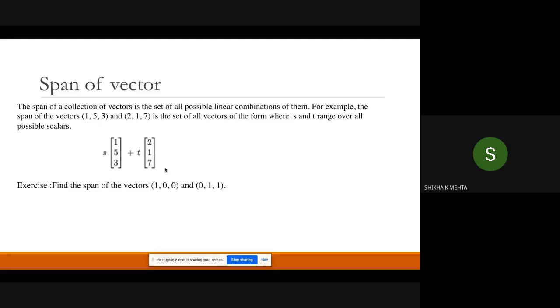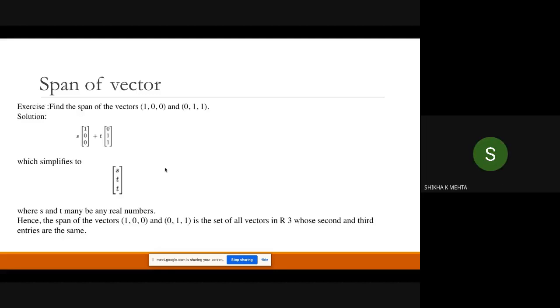Anyone? Ma'am, s, t, t. Yes. Right? So this is the span of this particular vector, and s and t may be any real numbers. Hence the span of the vectors is the set of all vectors in R3 whose second and third entries are the same. t and t. We have to remember s is different. If we are able to compute one value of t, it will remain the same for the other t also, and s can have any of the values. Clear? So this is called the span of these two vectors.